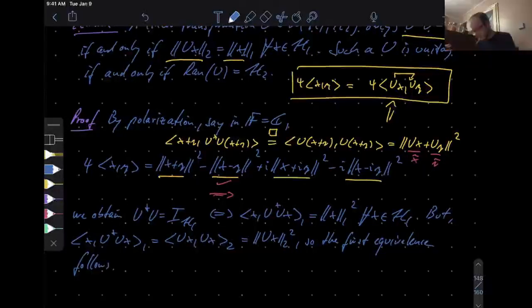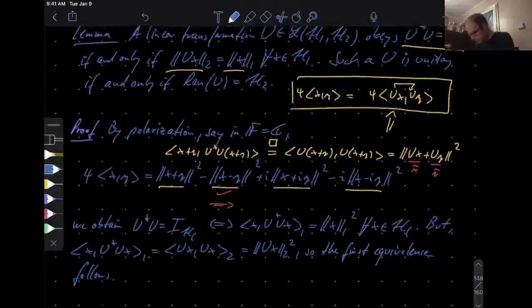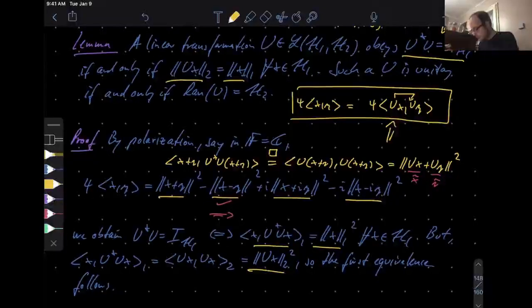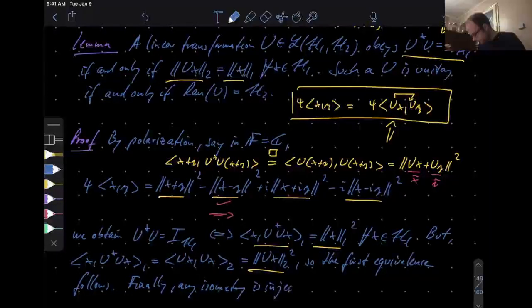I convinced myself that u star u equal to the identity is first equivalent to this thing here underlined, and then the left hand side is equivalent to this, and that's precisely what's written up there in the statement. U star u is identity if and only if u is an isometry, and that's what I just proved. Okay, good. So we have this finally, and now the rest is easy. Any isometry is injective. That we have already used multiple times before.